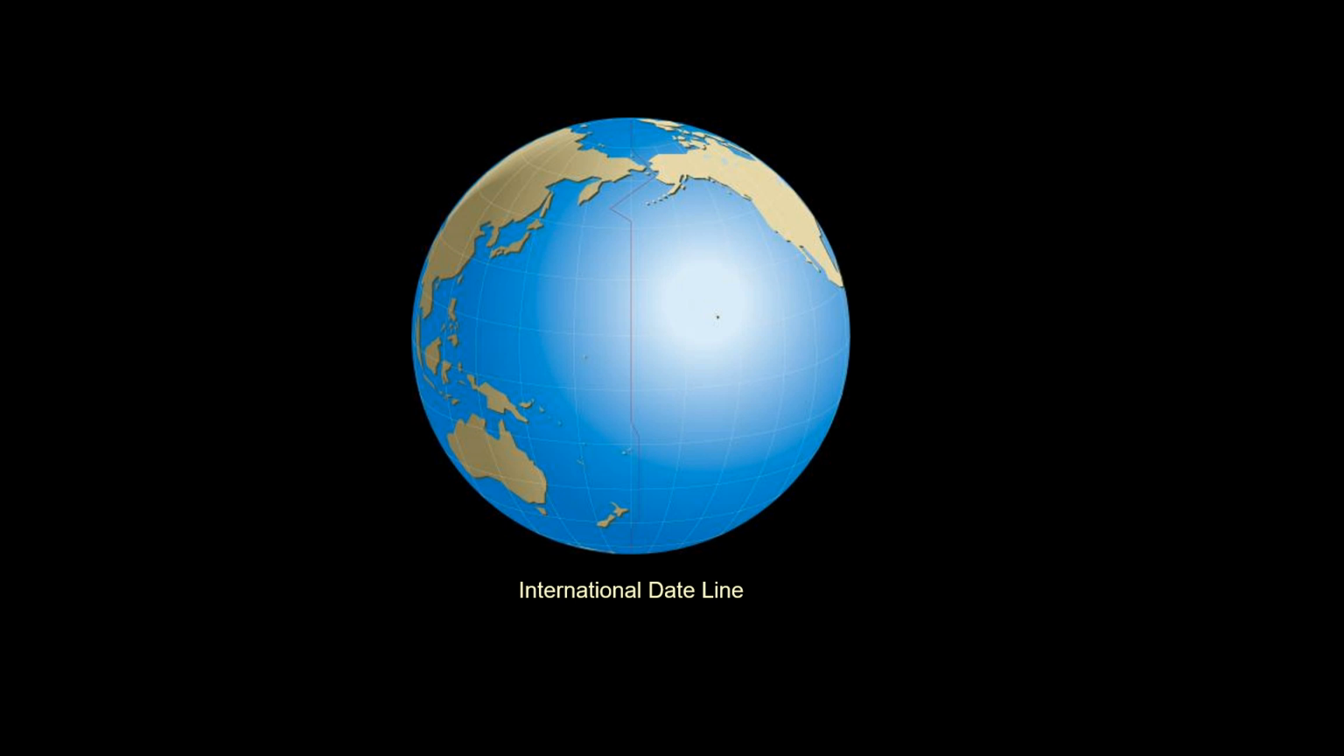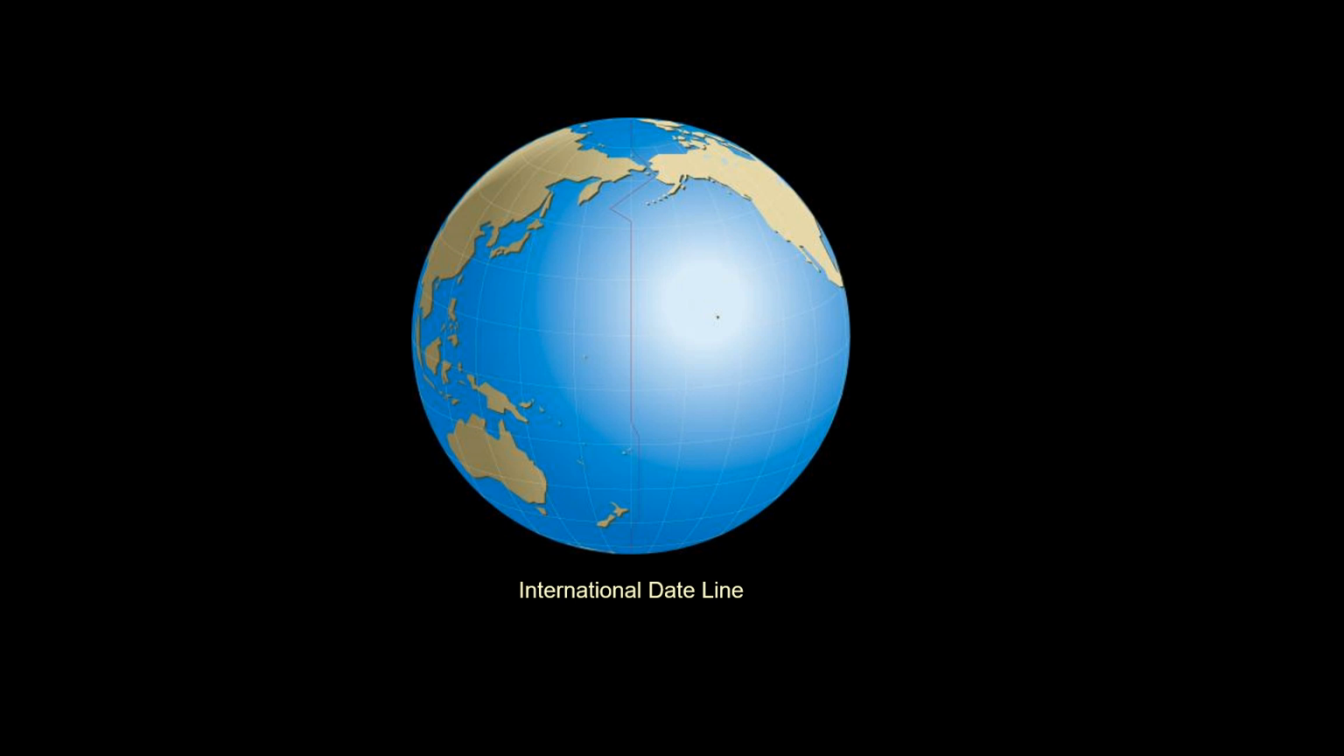Now, the international dateline. Going back to the story, why did they pick Greenwich, England for the location of the prime meridian? Well, they did so because the line directly opposite on the other side of the planet from the prime meridian would run through the Pacific Ocean, and it wouldn't cut a country in half.